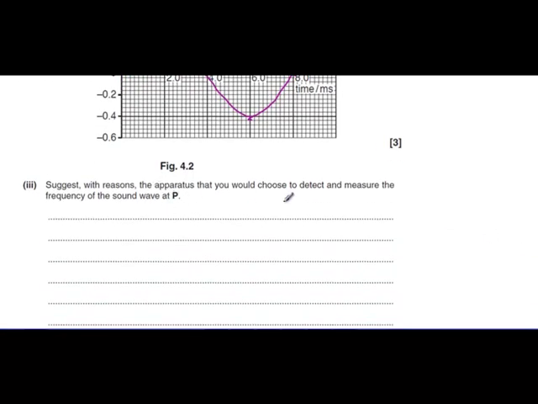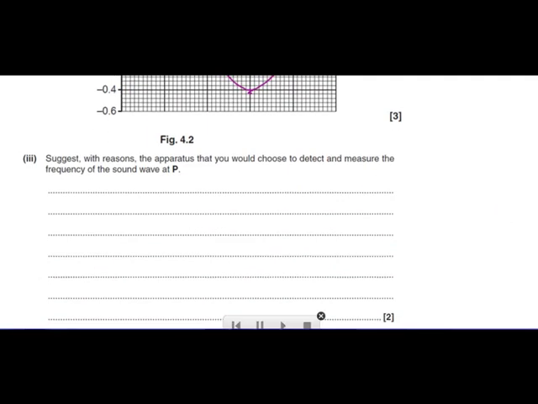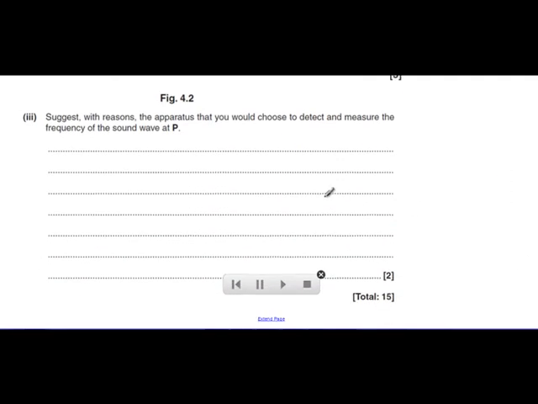Okay, so just with the reasons, the apparatus you would choose to detect and measure the frequency of the sound at P. Okay, so I need to detect and measure frequency. So to detect a sound wave, there's a microphone. And to measure, I need an oscilloscope.